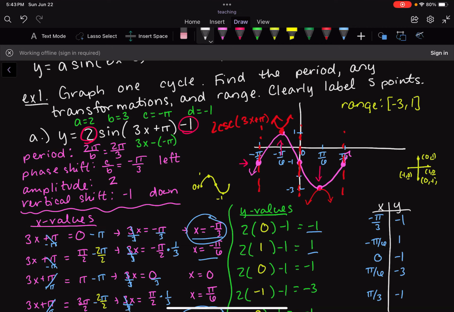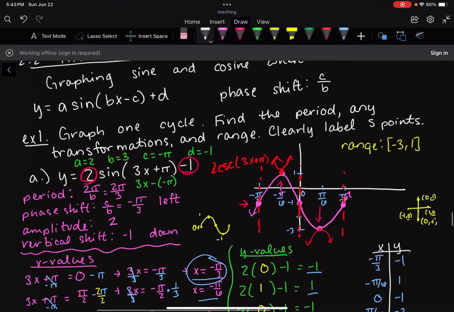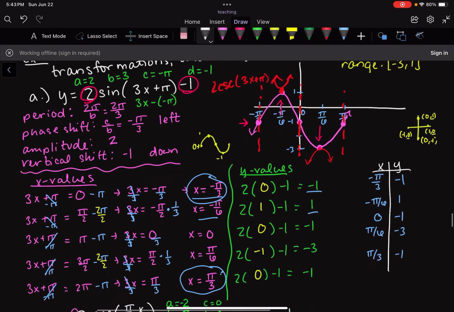Graph one cycle, find the period, any transformations, the range. So we did all that for this one as well. Now, this is where we started 2.2. The only difference between 2.1 and 2.2 is in 2.2 I started adding in a b value. But the actual process was all the same.